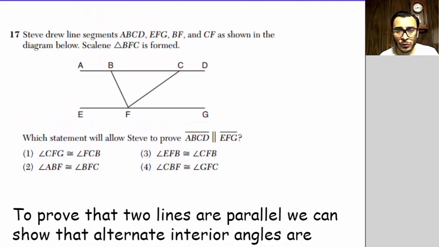So let's take a look at these choices. So choice 1 says angle CFG is congruent to angle FCB. Are they alternate interior? Yes, they are. And if we prove they're congruent, then the lines are parallel. Choice 1 is the answer.